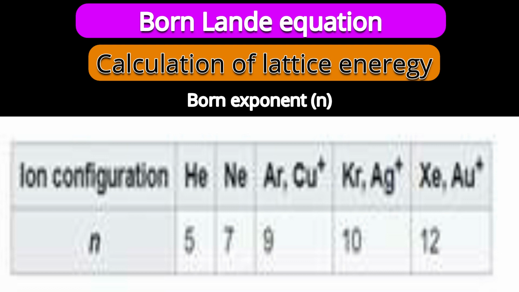If it is the fourth shell, the electronic configuration may be like krypton or Ag+, the value of n is 10. If it is the fifth shell, the electronic configuration like xenon or Au+, the value of n is 12.